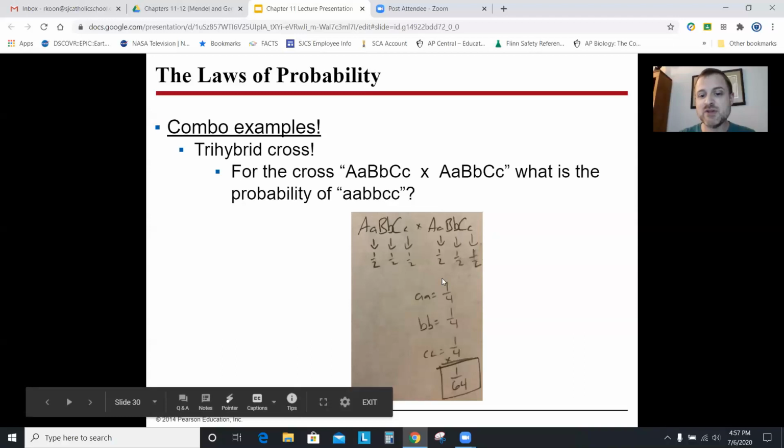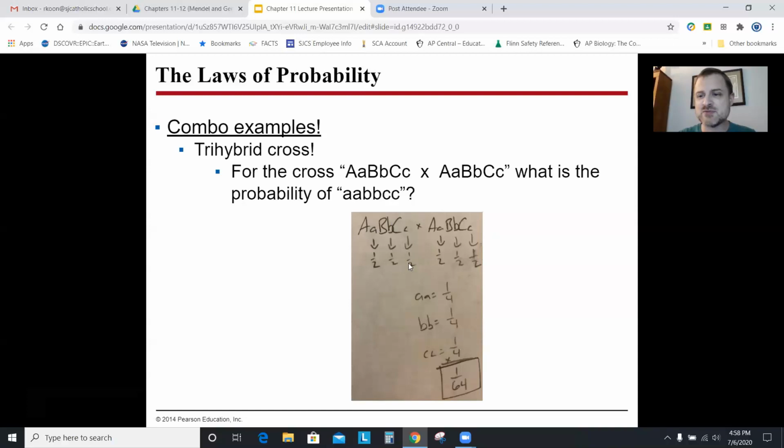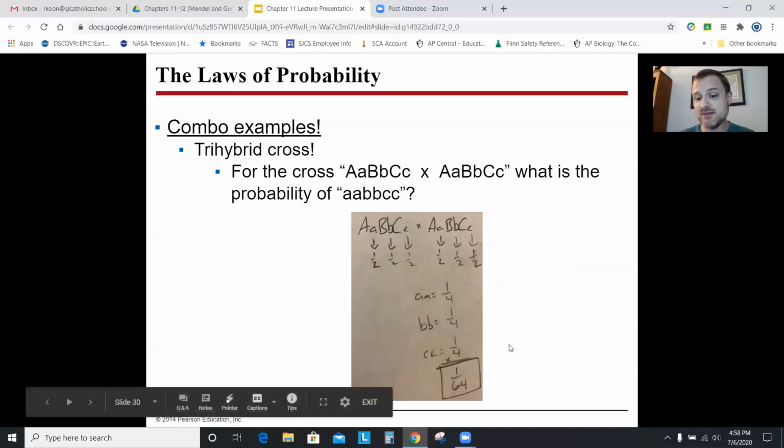all right? Do all three of these things have to happen? They do, so we use the rule of multiplication. A fourth times a fourth times a fourth is 1/64. So imagine doing this cross with an 8x8 box. How many boxes, picture in your head, would be that genotype? Only the box at the bottom right, which is 1 out of 64, okay? All right, that's pretty meta, so if you need to think about that, pause it and go back and think about that.